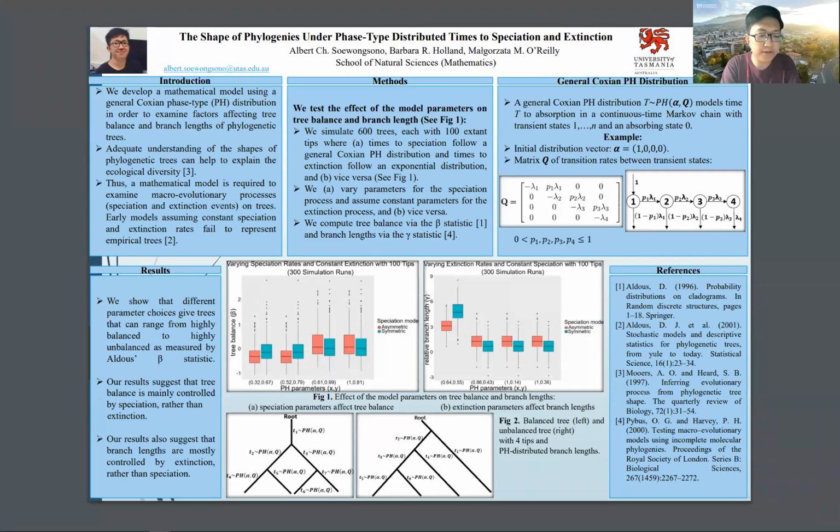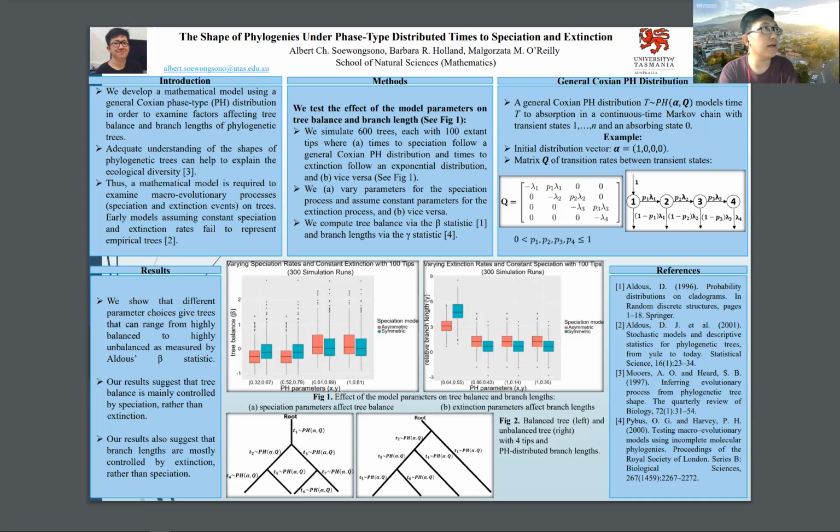This work is part of my research for my PhD studies, and some results here are in the paper that we are currently working on. In this poster, we are going to talk about the shapes of phylogenetic trees under probability distributions known as phase-type distributions, and we impose these distributions on two macroevolutionary processes on the phylogenetic tree: a speciation process and an extinction process. By shapes, I mean the tree balance and also the distributions of branch lengths on the phylogenetic tree.